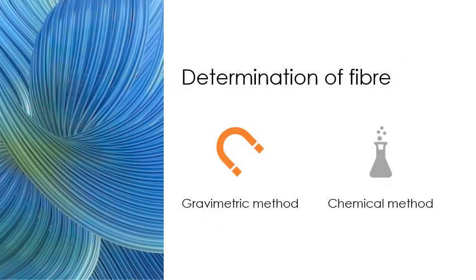There are two ways of how you can determine fiber, either by gravimetric methods or chemical methods. I forgot to define what gravimetric methods are. When we talk about gravimetric methods, it means that we are depending on the weight of the sample. That's how you determine the component.